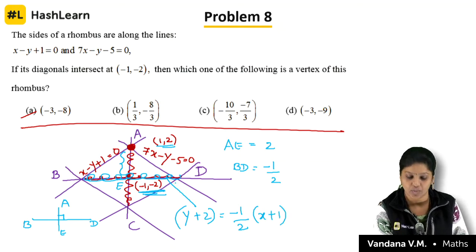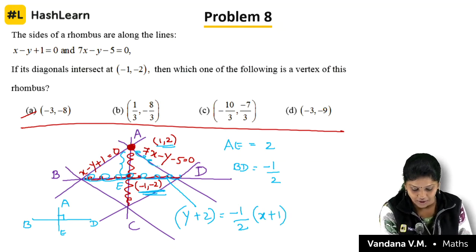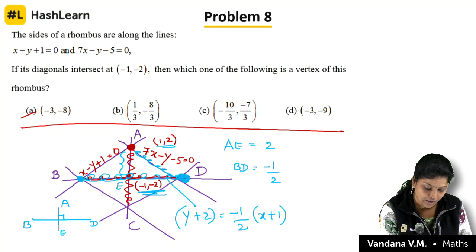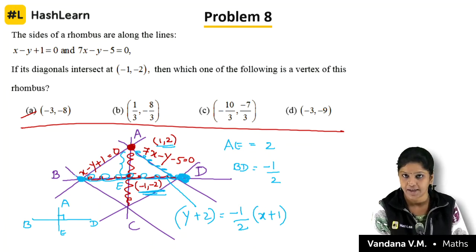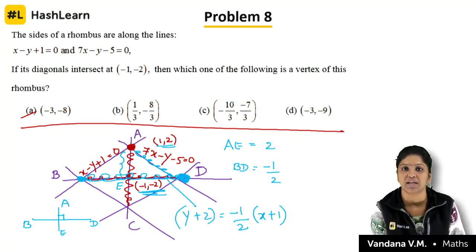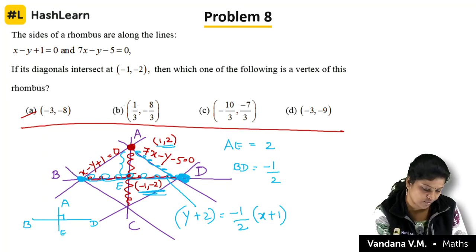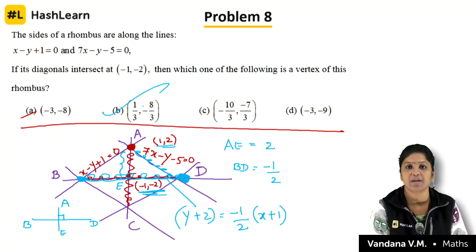So, I will get the equation, and then if I solve this equation and the other equation, I will get the vertex D and the vertex B, and I can easily check which one is the vertex. So, which option will we get? Option B we will get. Please solve and check. Okay.